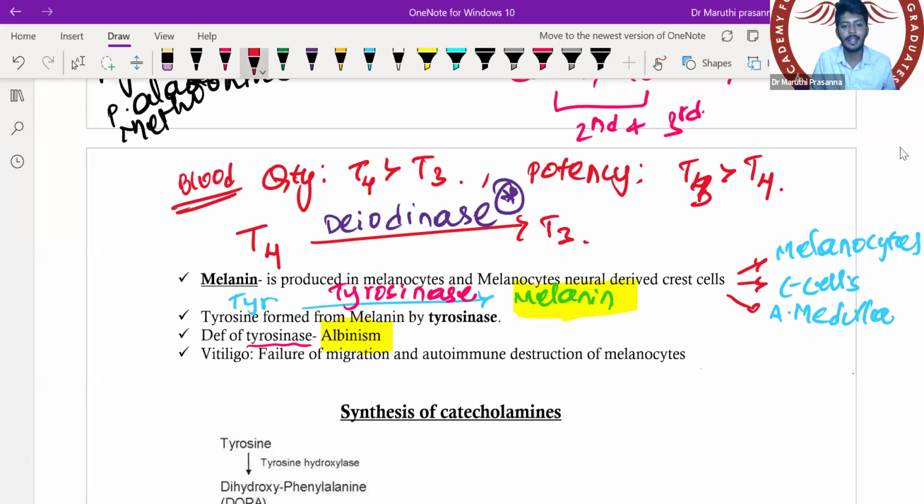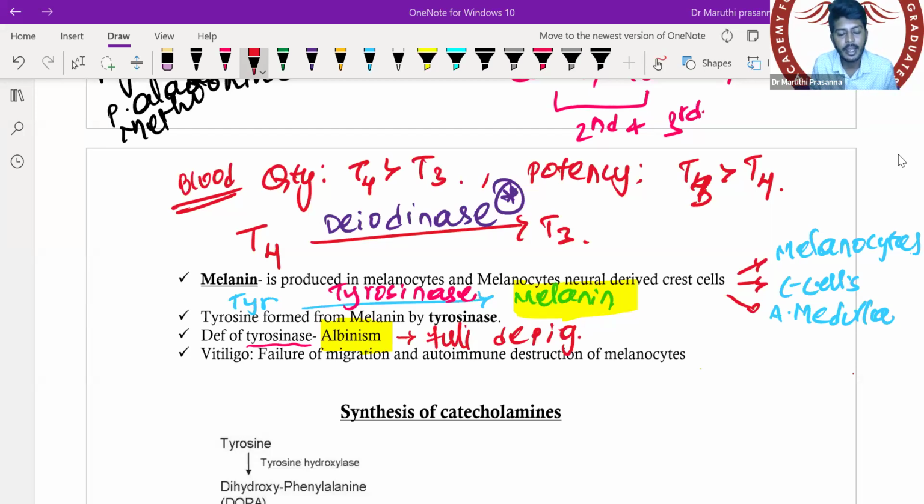So there is albinism. Is it full body depigmentation or only patchy depigmentation? It is full body depigmentation. Very good. That is full body. Correct answer, both of you.